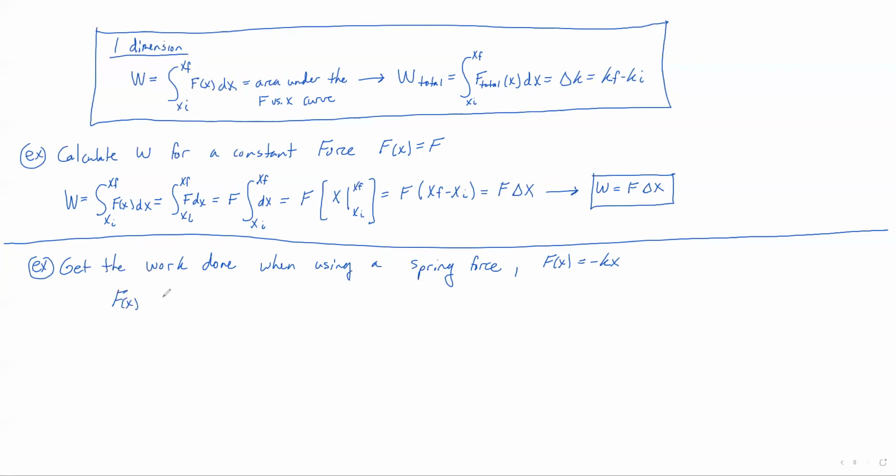So let me just write that out a little bit here. F of x equals negative kx. That's the force of a spring acting on a mass. What is k? k is the stiffness of the spring. That's what that represents. We'll learn more about this because we're going to do a quick chapter on spring motion after we're done with momentum.